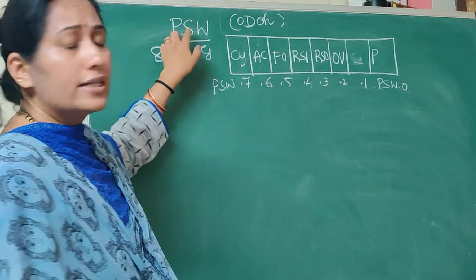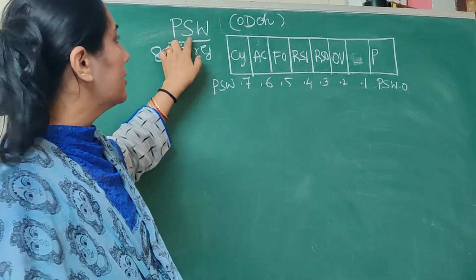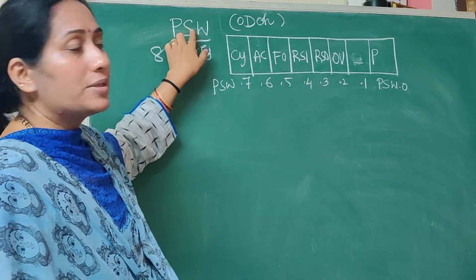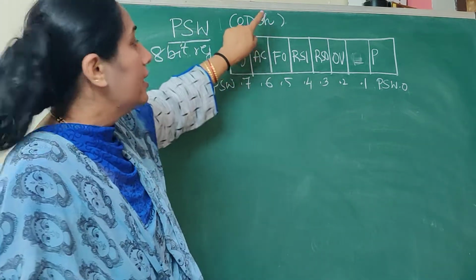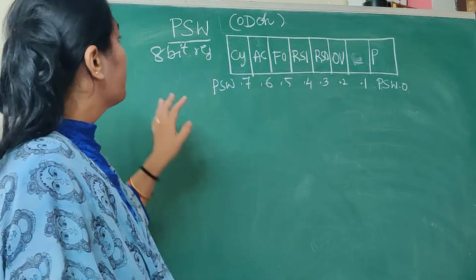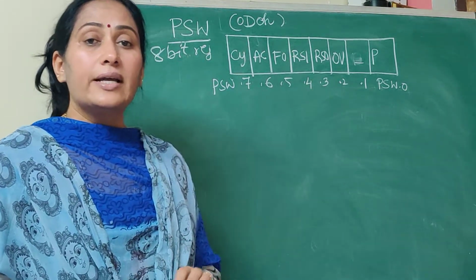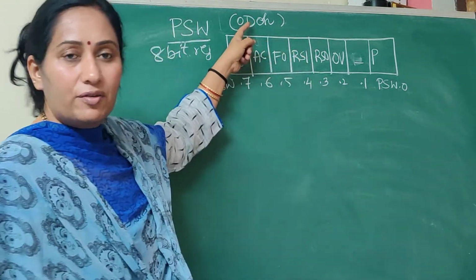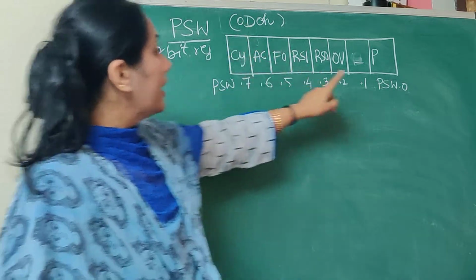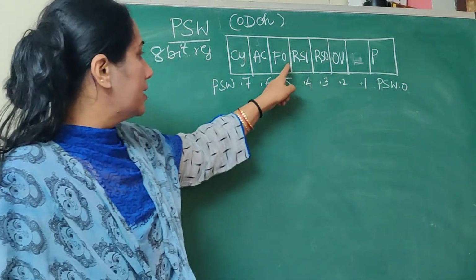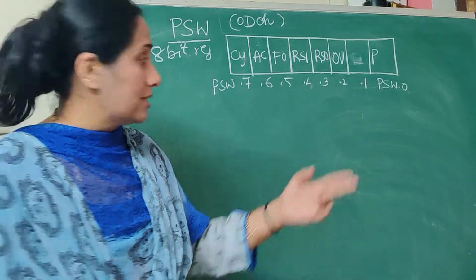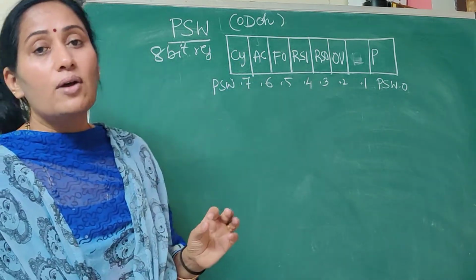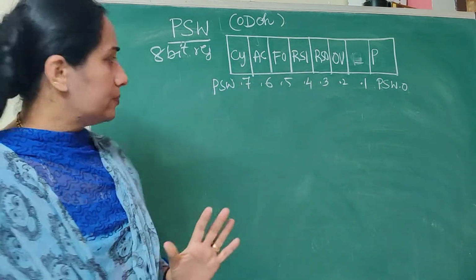Since it is a special function register, it's a RAM location, and the address of this program status word is D0 hex. This program status word is bit addressable. For the register as a whole, I have one address, that is D0. Each and every bit present in the program status word will have its own address, say D0, D1, D2, D3, D4, D5, D6, D7. Like this, I am going to have the address for each and every bit.